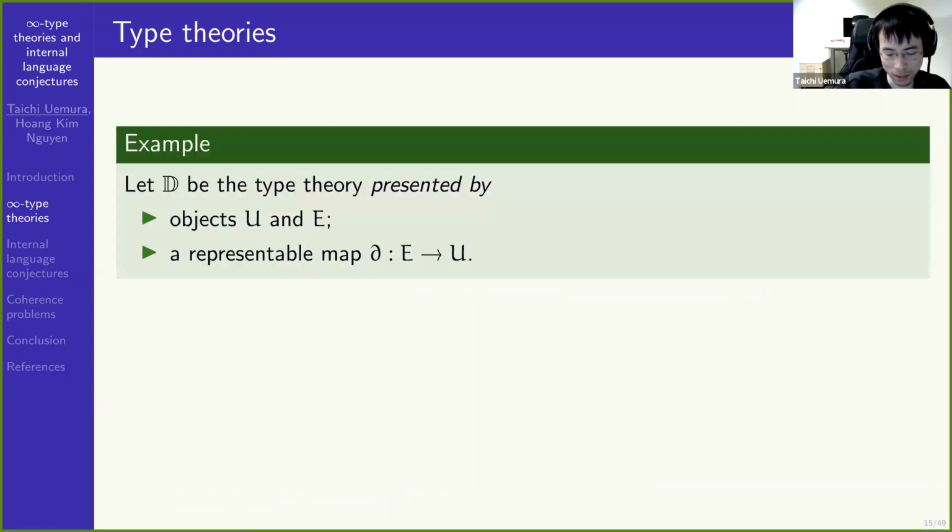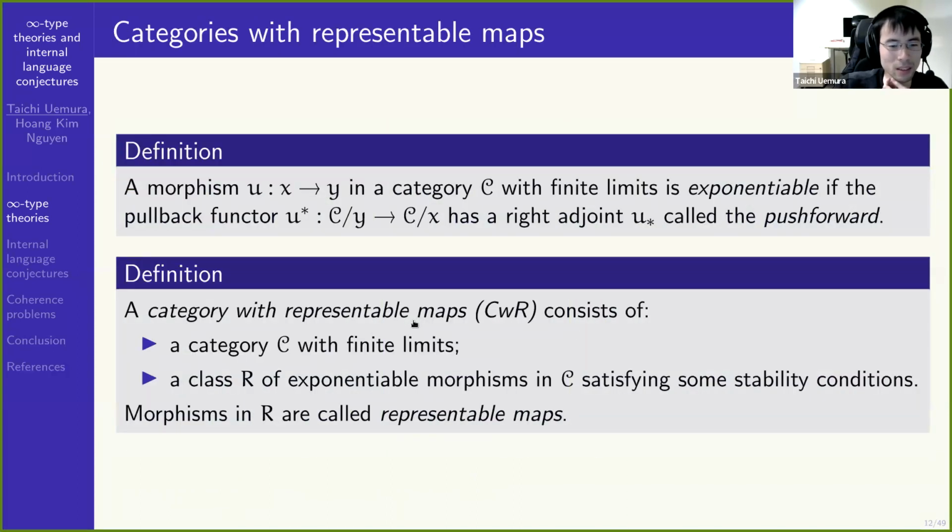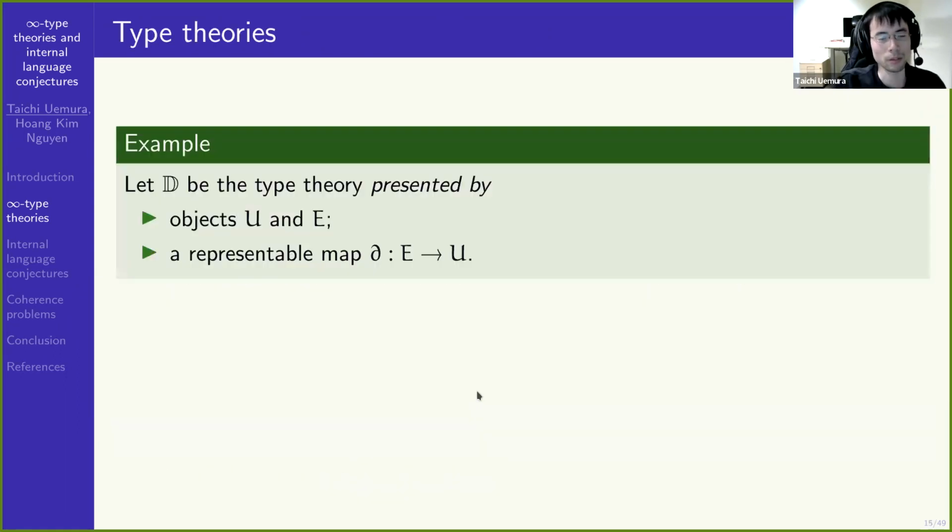So for example, examples of type theories are kind of given by some presentations. So if we look at the definition of a category with representative maps, it is essentially algebraic in the categorical sense. Okay. Because finite limits are defined by adjunctions and push forwards are defined by adjunctions. So it's essentially algebraic. So in that sense, we can define type theories by kind of generators and relations. So for example, we can define a type theory D, which is presented by two objects U and E and a representative map between them.